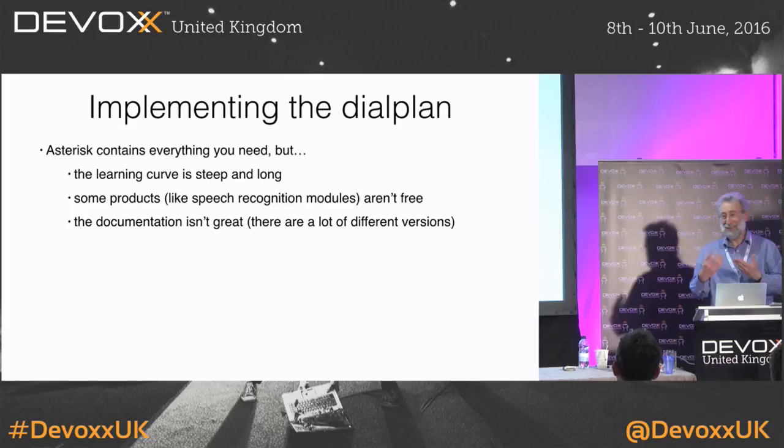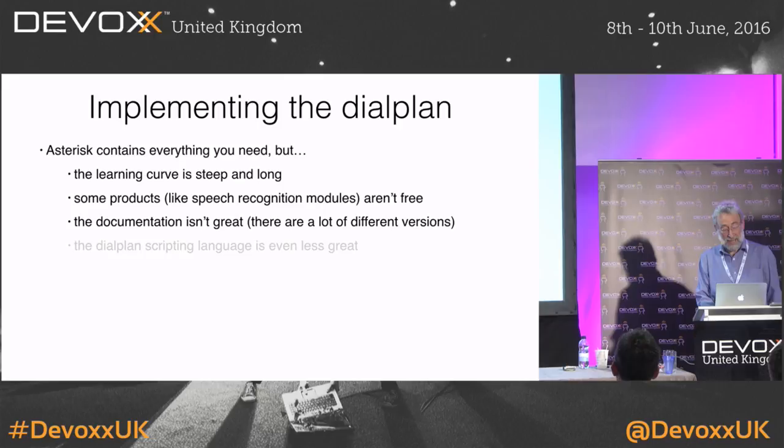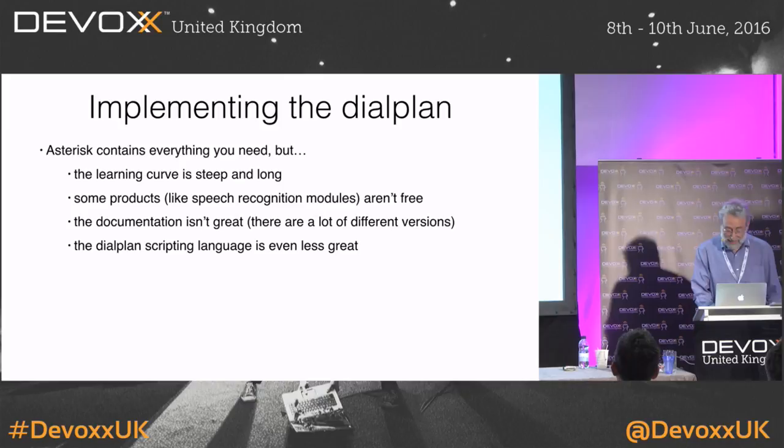I don't know whether it's just my incompetence, but if you guys have used this stuff, maybe you can confirm or otherwise what I found, which was that the documentation, of which there's a lot, including books, is all different for different versions, and they didn't develop in a backward compatible way. And the dial plan scripting language is just awful. That's the nicest thing I can say about it. So the alternative, and I think probably a lot of people do this, is to use another language.